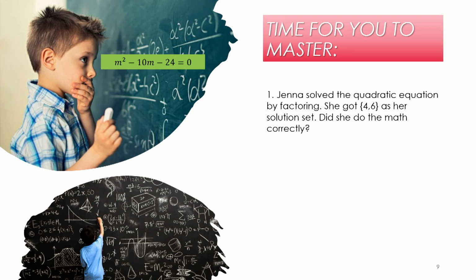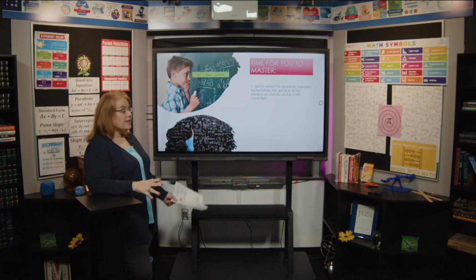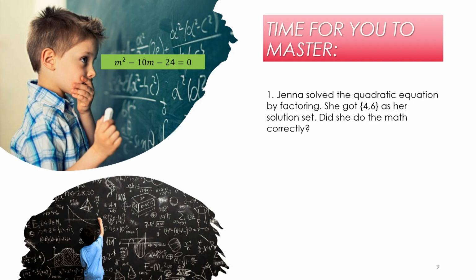Jenna solved the quadratic equation by factoring. She got 4, comma 6 as her solution set. Did she do the math correctly? So we have m squared minus 10m minus 24 equals 0. Go ahead and pause the video, work this out on your own and see what you get, and then come back to me.